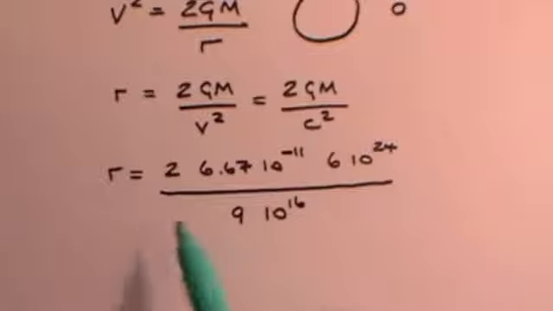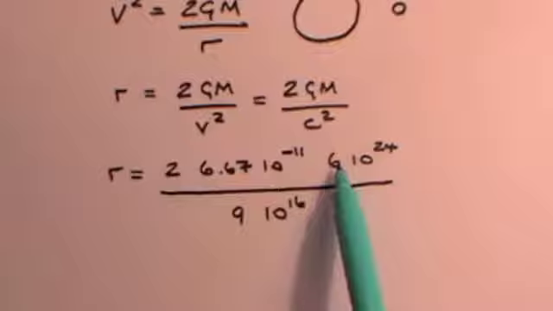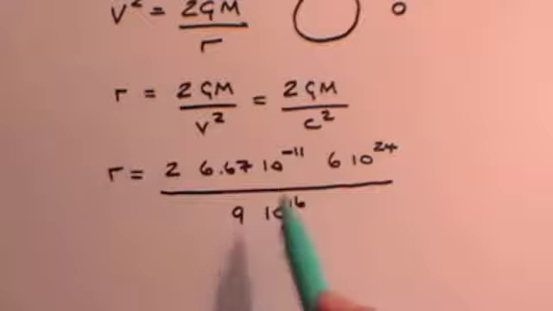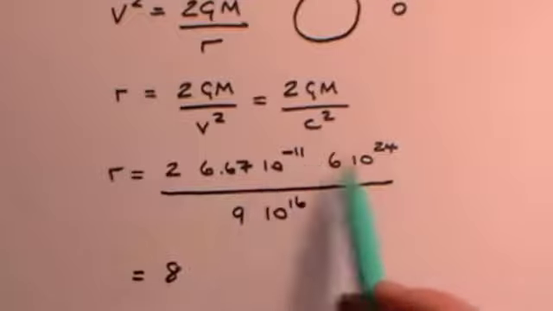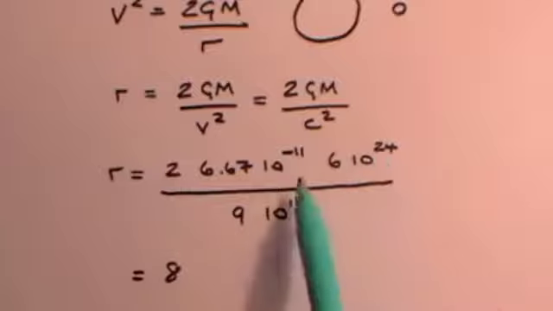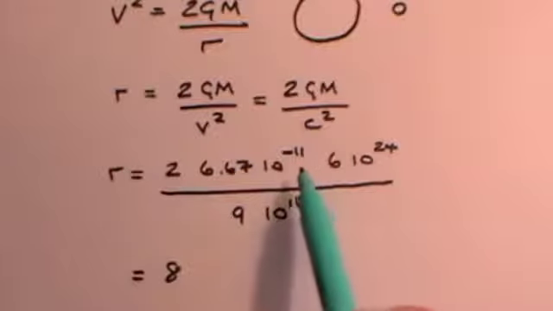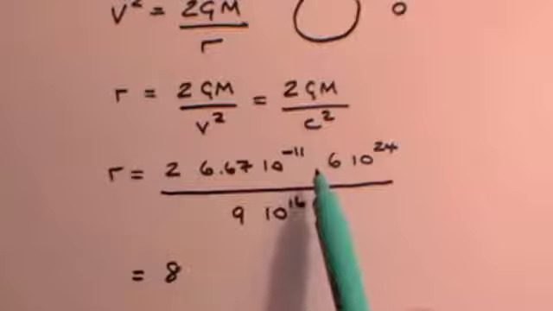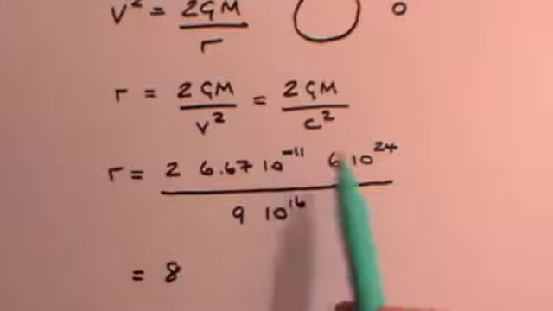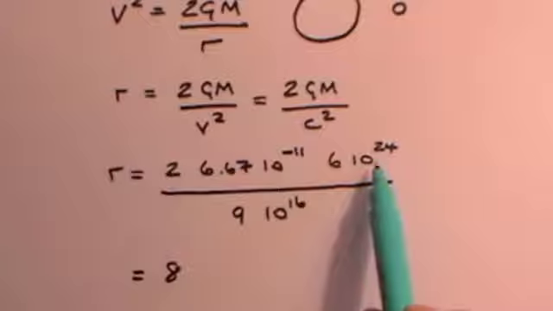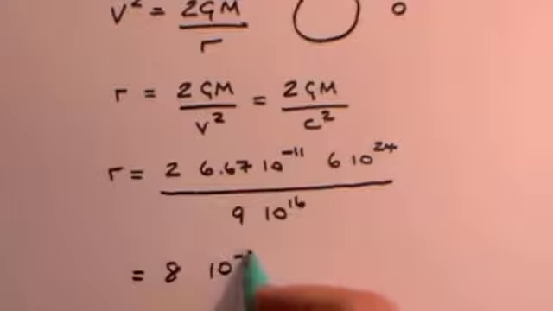Well, very roughly again, 2 times 6 is about 72. 72 divided by 9 is 8. So that's dealt with the numbers. Now we need to deal with the orders of magnitude. Well, 10 to the 16 brought upstairs becomes 10 to the minus 16, times 10 to the minus 11 is 10 to the minus 27. 10 to the minus 27 times 10 to the 24 is 10 to the minus 3.